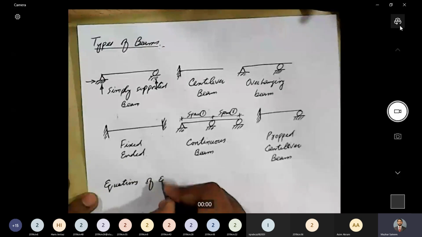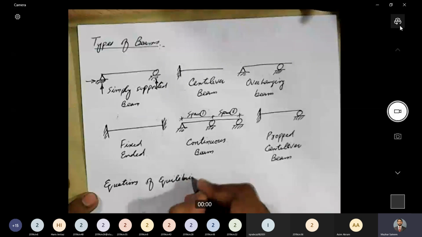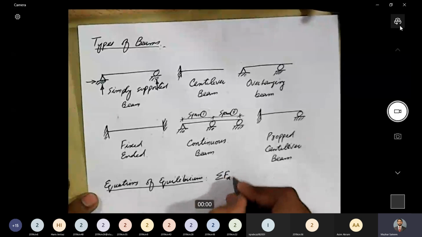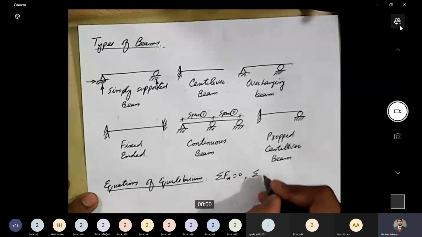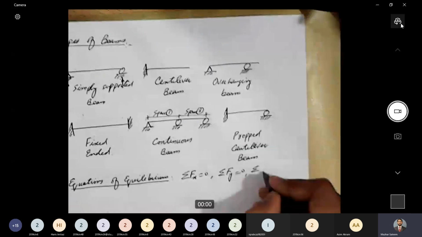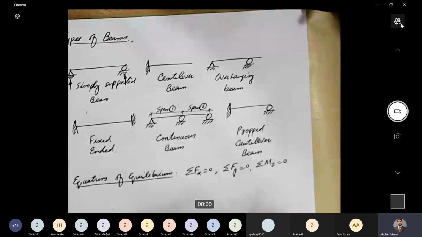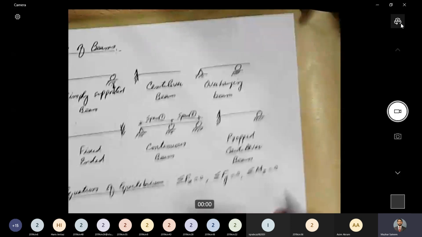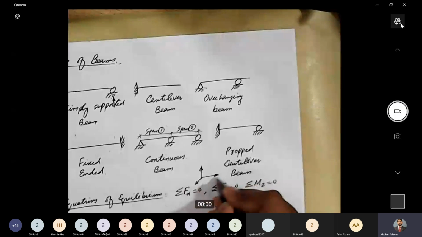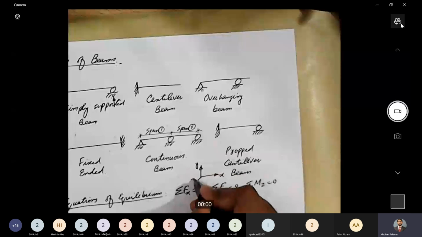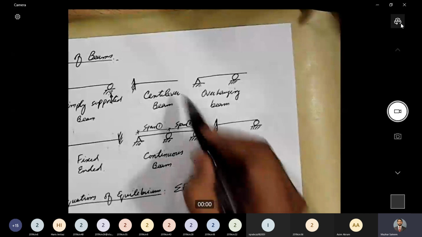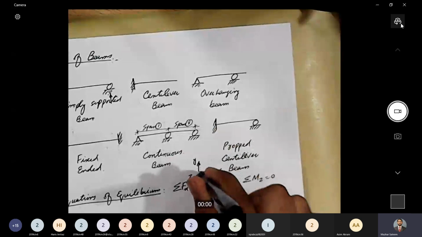Equations of equilibrium. You have studied that. Sigma Fx equal to 0, this is for a 2D system, Sigma Fy equal to 0, and Sigma Mz equal to 0. These are the three conditions of equilibrium. This is my convention: X-axis, Y-axis, and Z-axis. X is the horizontal axis in plane, Y is the vertical axis in the plane, and Z is the out-of-plane axis.